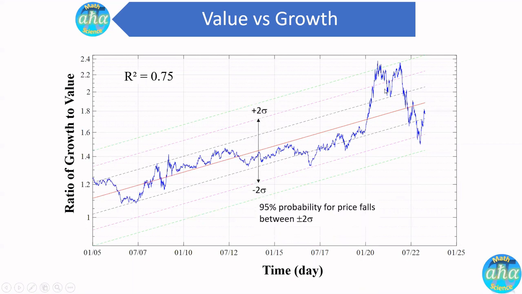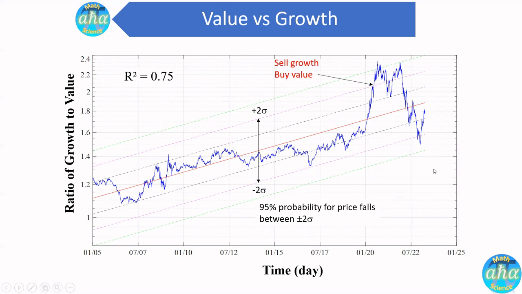So the statistical analysis says once you plot the two standard deviations above and below the trend line, the red one is the trend line, this is the two standard deviations above, this pink line is two standard deviations below the trend line. There's a 95% probability for the price to fall between this range. And that's the case. You can see very rarely here it goes above, here it's below.